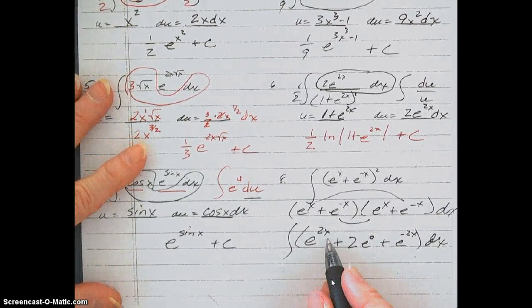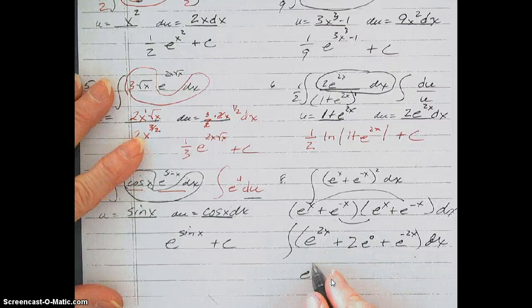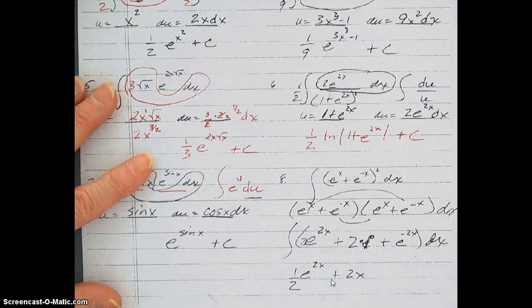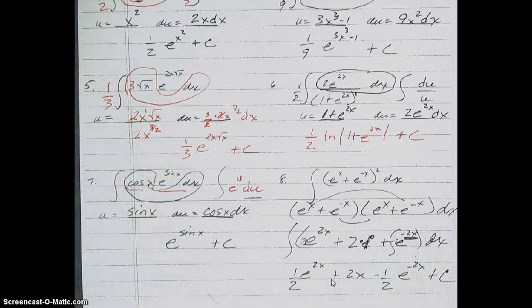So e to the 2x, this is an e to the u, so we integrate that. We get an e to the u, but the counterbalance of this, we need a 2 on the inside, so we'll have a 1/2 on the outside. The integral of 2 e to the 0 is 1, so we're just taking the antiderivative of 2, which is 2x. Here, if I integrate e to the negative 2x, u is negative 2x, du is a negative 2, so I need a negative 1/2 on the outside. And we're antiderivative, so we put a plus c.